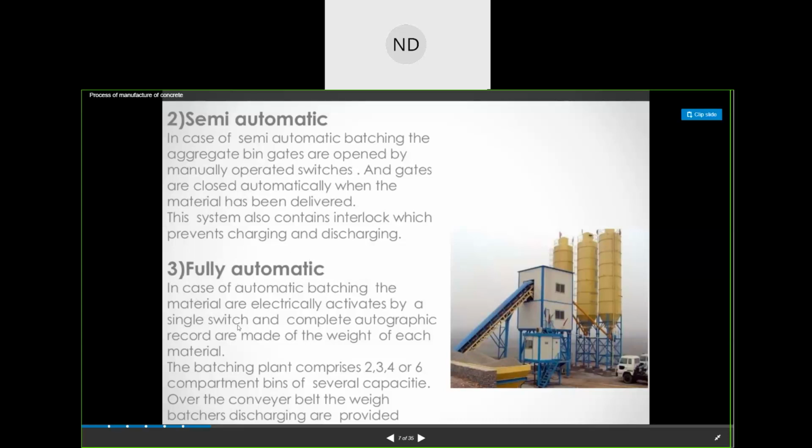In fully automatic batching, the materials are electrically activated by a single switch and complete autographic records are made of the weight of each material. When it is fully automatic, everything is done automatically, including mixing; there will be switches. With the help of one switch only, you can weigh this much of fine aggregate, this much of coarse aggregate. The batching plant comprises 2, 3, 4, or 6 compartment bins of several capacities. Over the conveyor belt, the weigh batchers for discharging are provided.